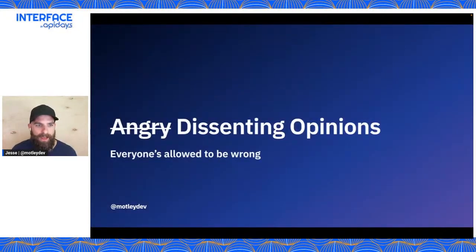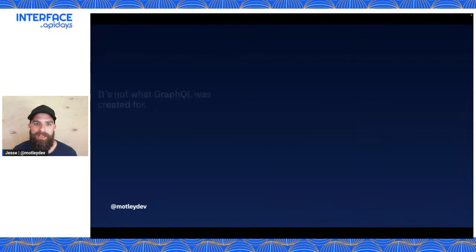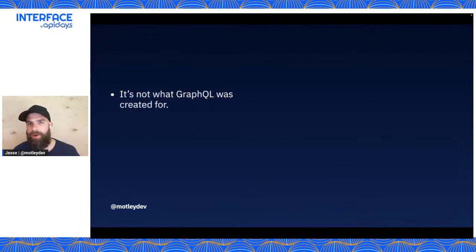Now, I'm getting a little bit short on time here, so I'm going to rush along, but some of the dissenting opinions, again, everyone's allowed to be wrong, to using this approach where we talk about just utilizing one graph for all of your data access patterns, is, starting off with, it's not what GraphQL was created for, right? The pattern and the history of GraphQL was designed for mobile applications trying to optimize data payloads so you're not overfetching data when you need it.